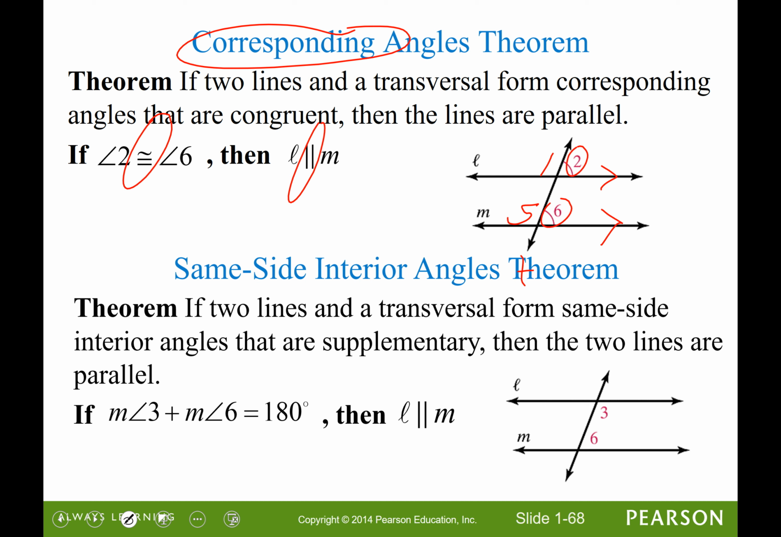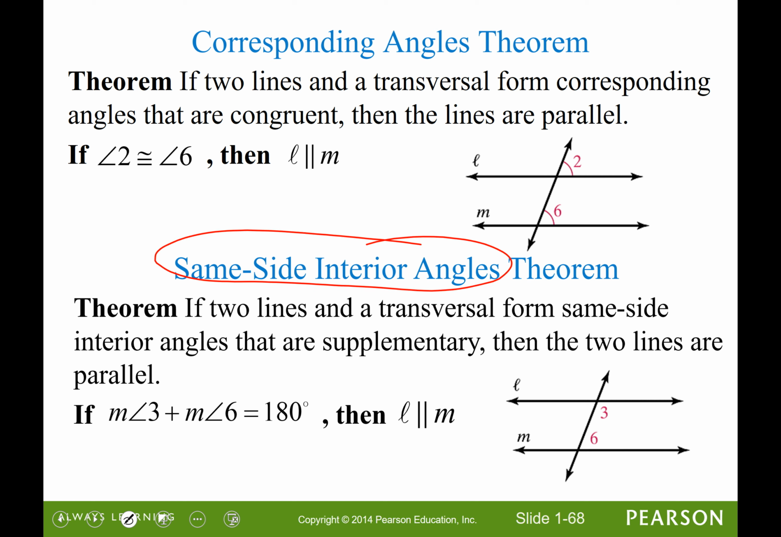Now we're going to do a third theorem that will allow us to prove two lines are parallel. It's very similar, but there is one little difference. This time, if you can find two same side interior angles and you can say that they are supplementary, then you can conclude parallel lines. Let's look at the figure here. So we have two lines, L and M, cut by a transversal. Same side interior angles, let's look at 3 and 6.